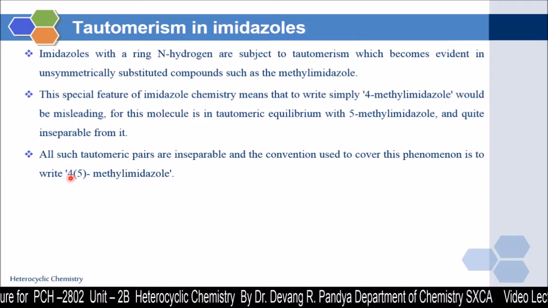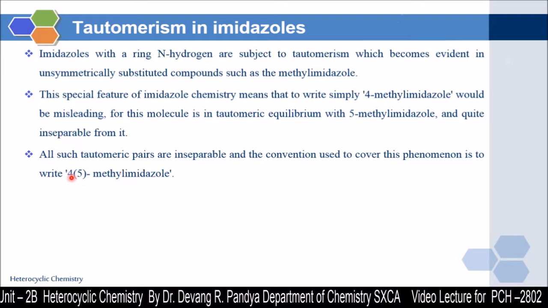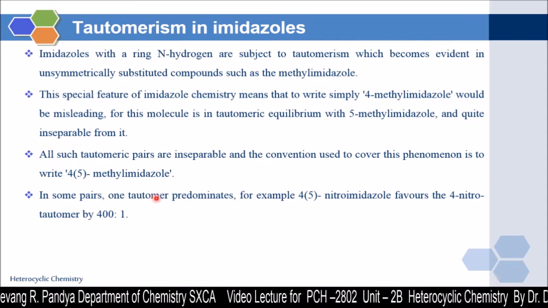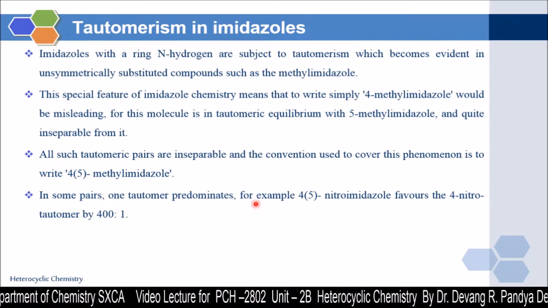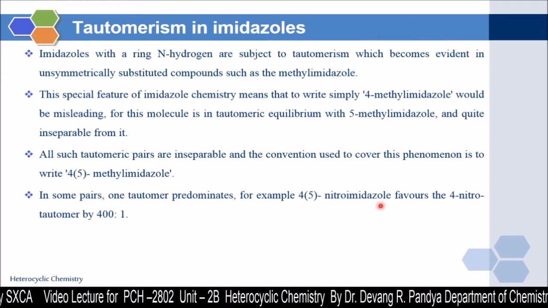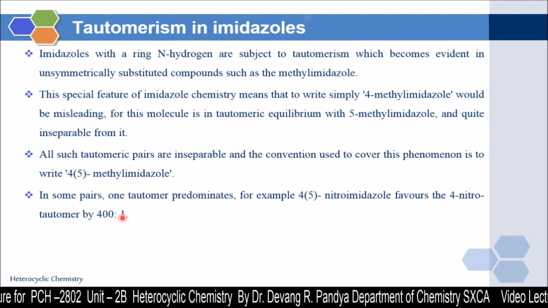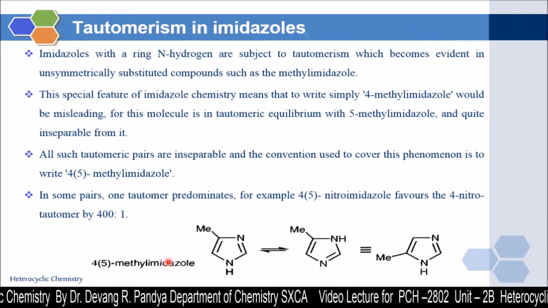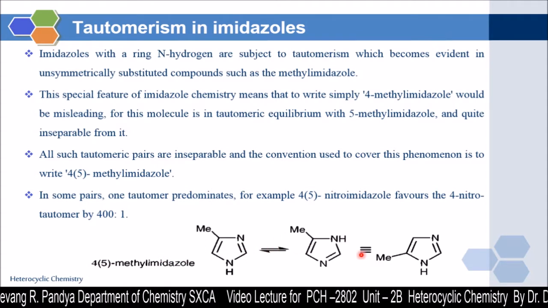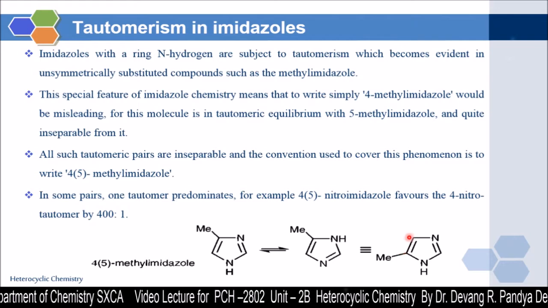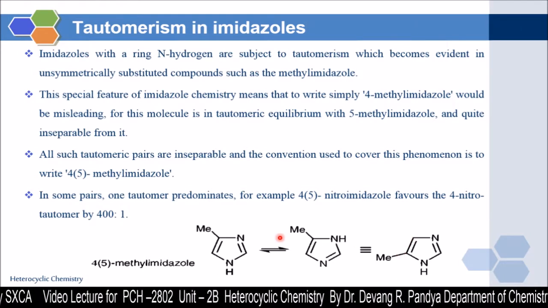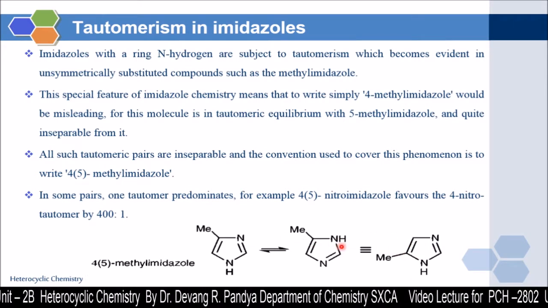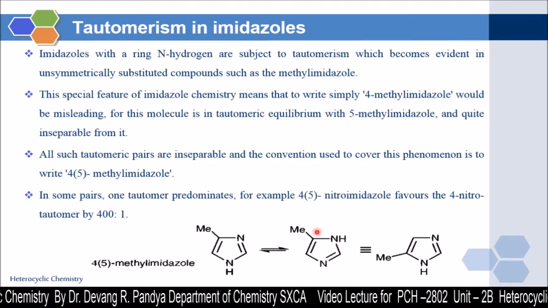We use the nomenclature in this way for a substituted imidazole, 4(5)-methyl imidazole. In some pairs, one tautomer predominates. For example, 4(5)-nitroimidazole favors the 4-nitro tautomer by 400:1. So here is 4(5)-methyl imidazole in tautomeric form, and these are the resulting structures where you can indicate the substituent on either the 4 or 5 position. These two are equivalent and inseparable. They are tautomeric forms of each other.